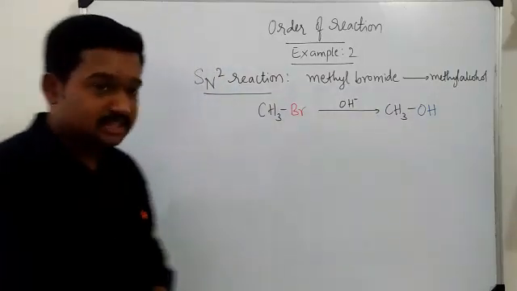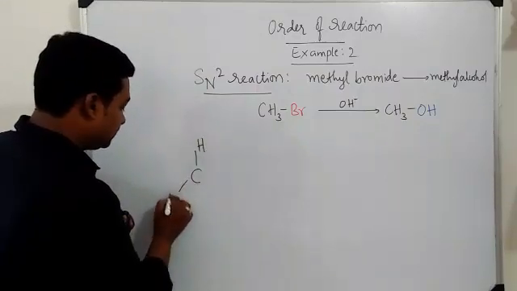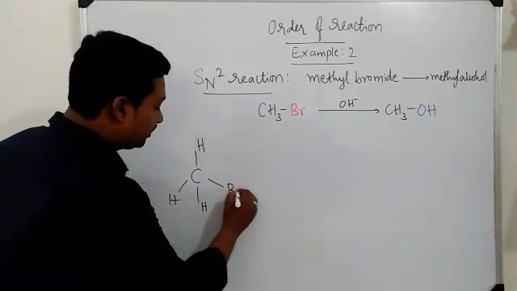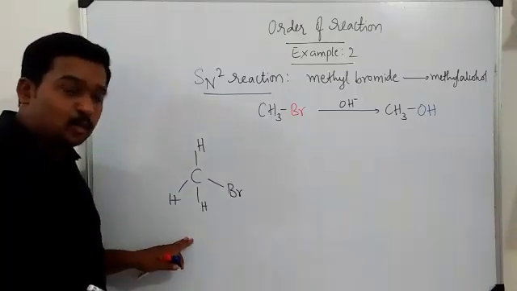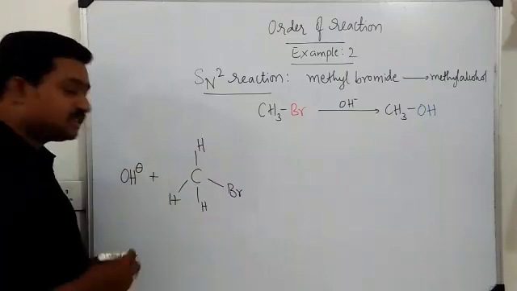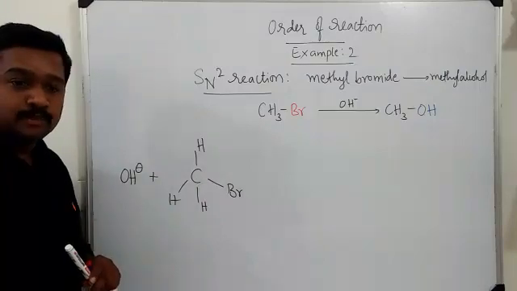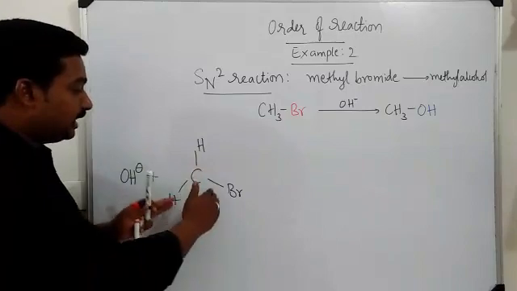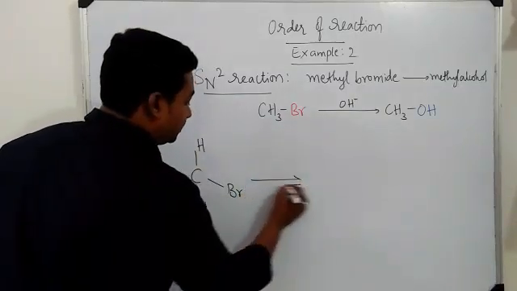Let's see the mechanism of this reaction now. In this case, carbon has tetrahedral arrangement with 3 hydrogens and 1 Br. This is the leaving group. Now the reaction happens only in presence of nucleophile. That is, when OH minus starts attacking the carbon, Br starts leaving the molecule. So there is a simultaneous attack of new nucleophile and leaving nucleophile. So in this case, there will be a reaction like this.